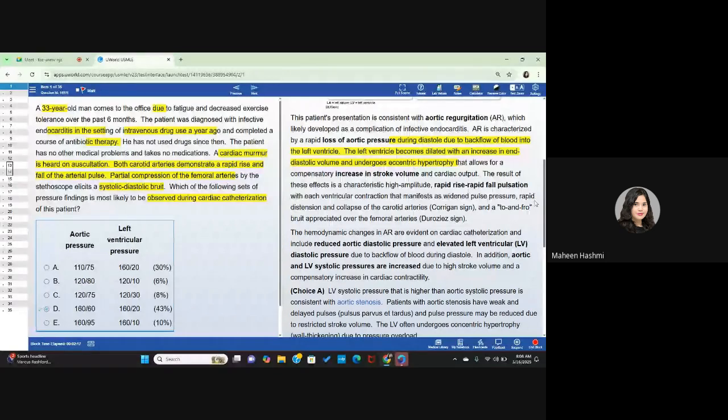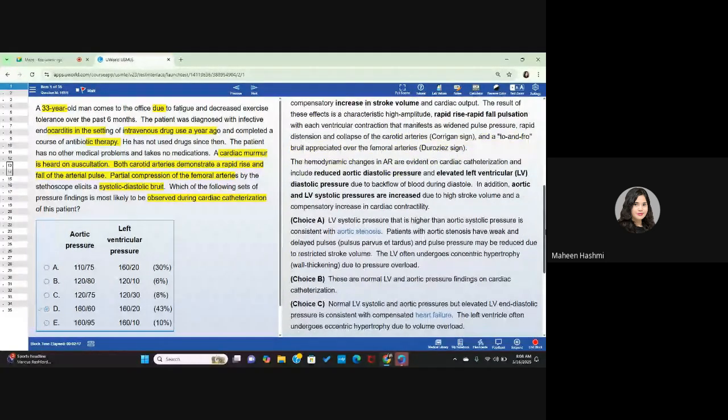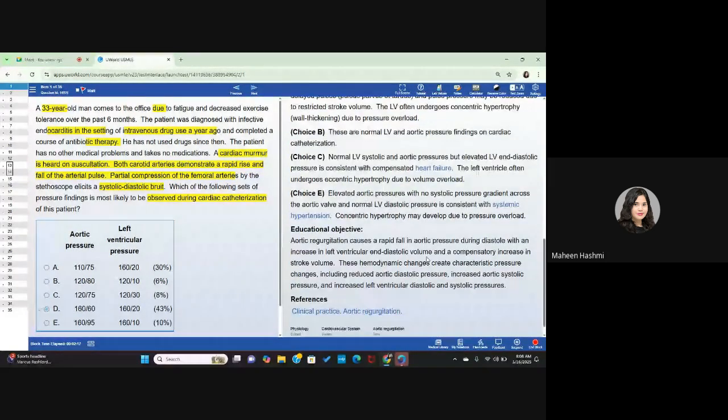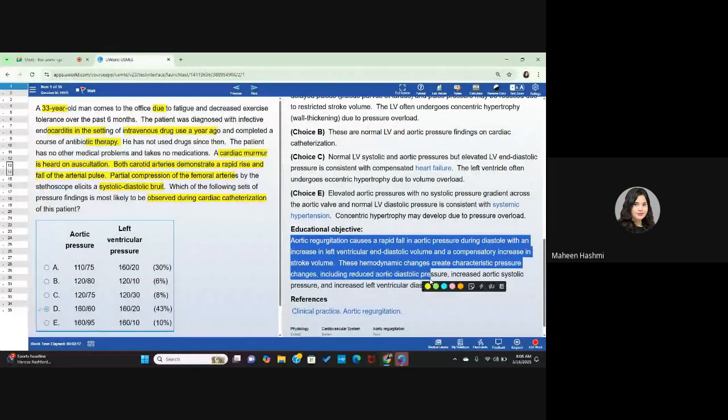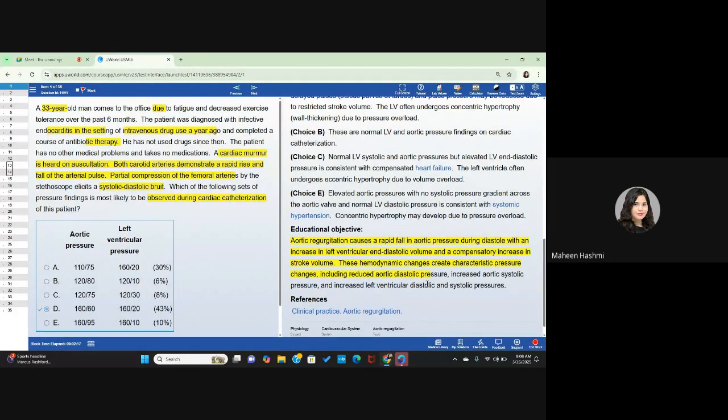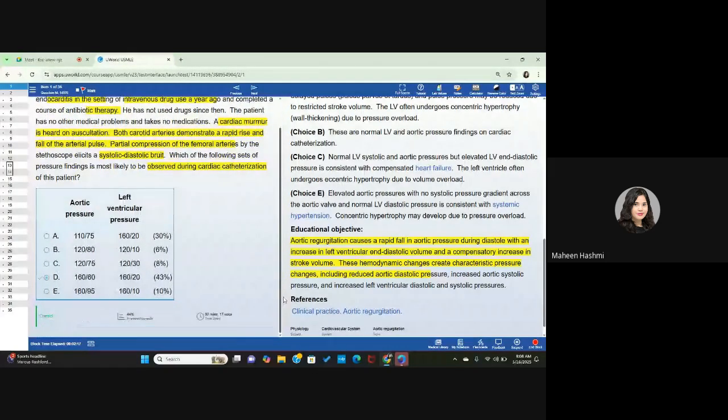Okay. And this is also for aortic regurgitation. What I want you to remember is this educational objective. This is very high yield. Again, they talked about the hemodynamic changes, which create characteristic pressure changes, including reduced aortic diastolic pressure. The other thing you will also see is that there is a vast difference between the systolic and diastolic blood pressures.